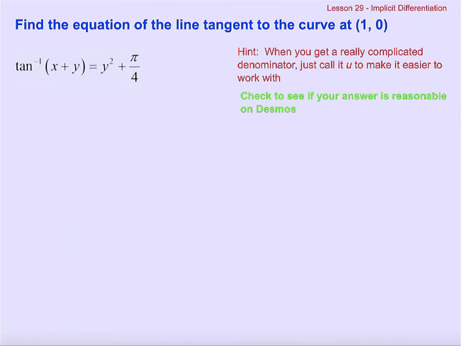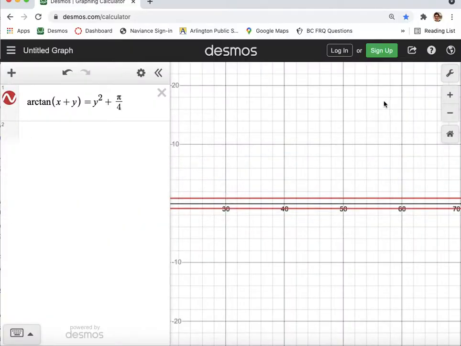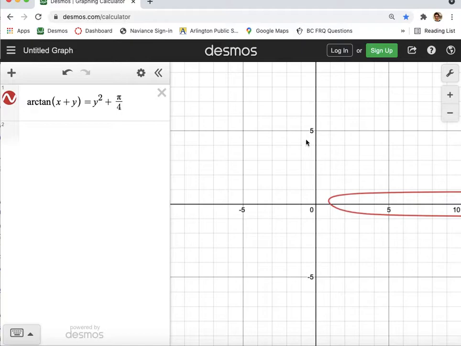This video takes a look at more implicit differentiation, this time for a harder problem that we're going to see is helpful to solve with a strategy to make complicated things seem a little bit less complicated. So we're going to look at this implicit equation, the inverse tangent of x plus y equals y squared plus pi over 4, which looks like this.